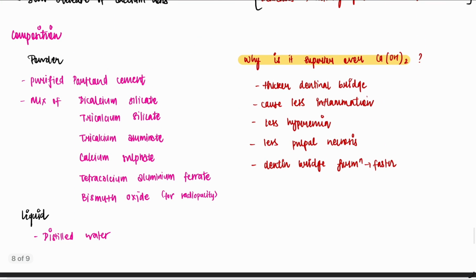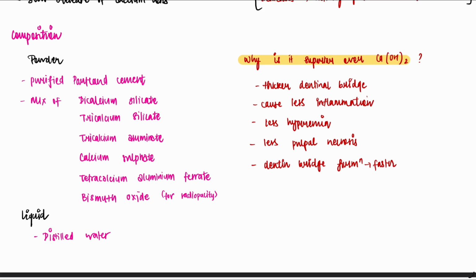Okay. What is the composition? It comes in powder and liquid. Liquid is distilled water. Powder is purified Portland cement, a mix of dicalcium silicate, tricalcium silicate, tricalcium aluminate, calcium sulfate, tetracalcium aluminoferrite, and bismuth oxide, and this is added for radiopacity.